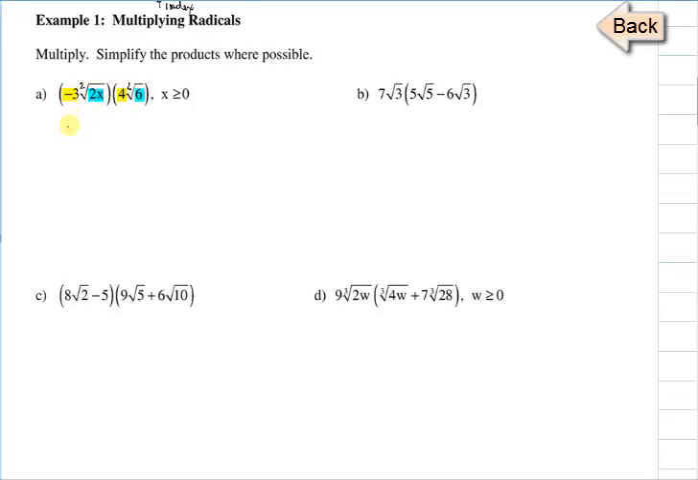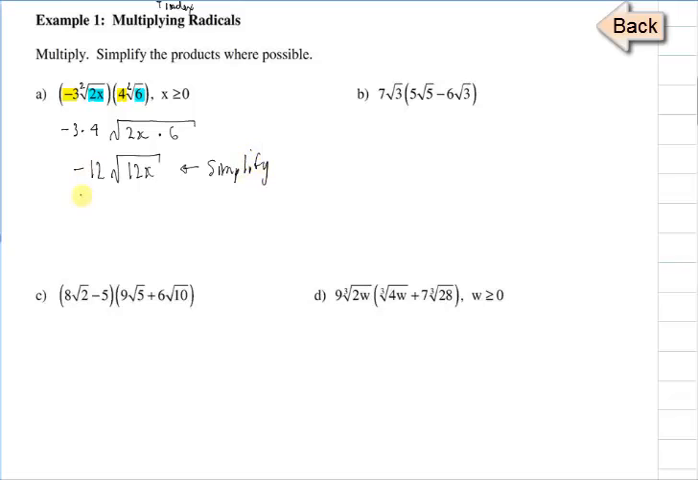Okay, so we're going to go negative 3 times 4, and then square root 2x times 6. We will multiply the negative 3 times the 4, we'll get negative 12. And then inside the radical sign, 2x times 6, which is 12x.